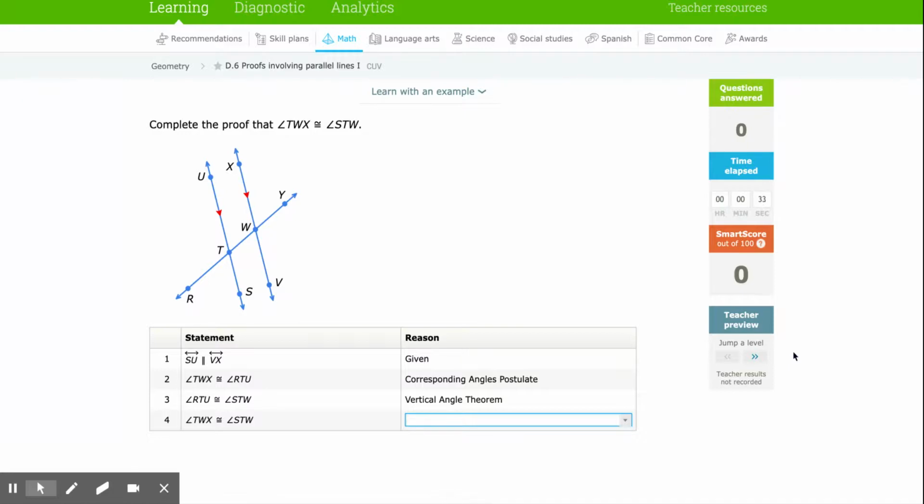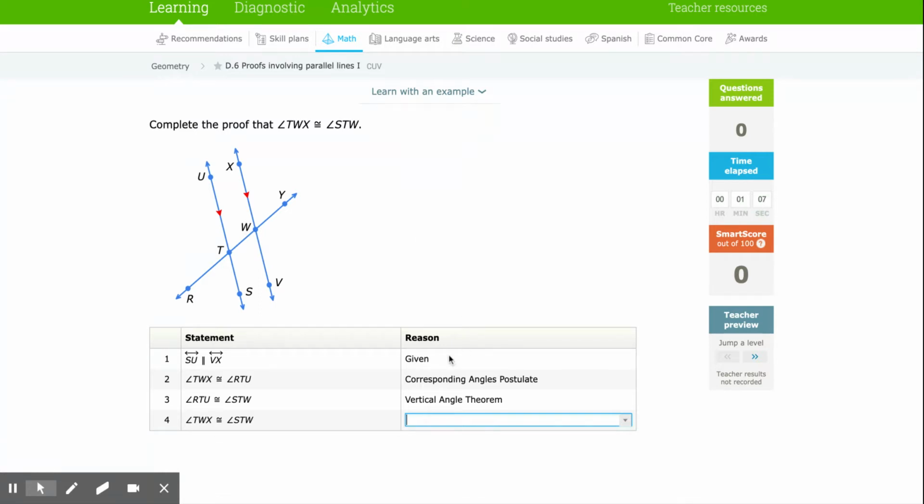Good afternoon again, students. Since proofs are so difficult, I thought I'd actually do some with you in IXL so you can get a feel of what you're seeing and what it's asking. First of all, in a proof, they give you something that you're trying to prove. We want to complete the proof that angle TWX, this angle here, is congruent to STW. So we're trying to prove that this angle is congruent to that angle.